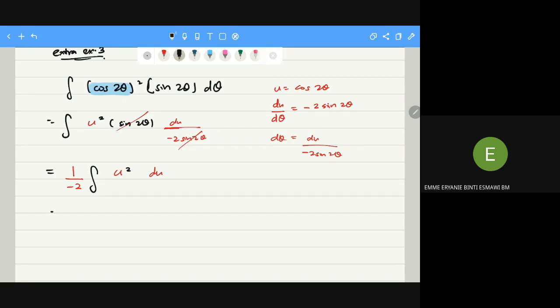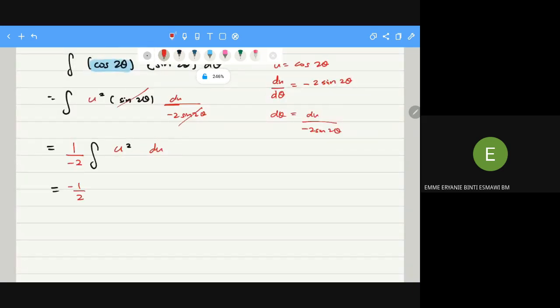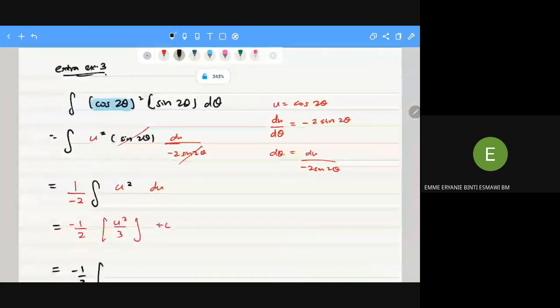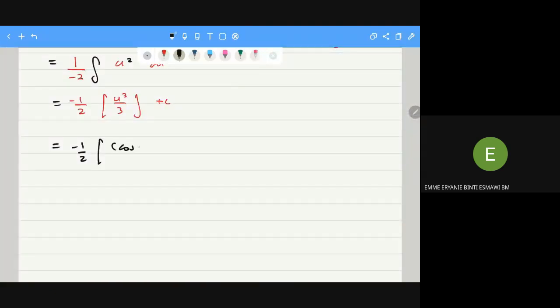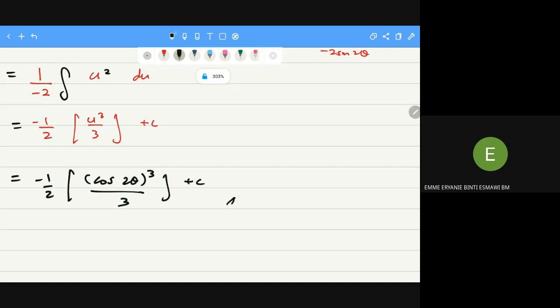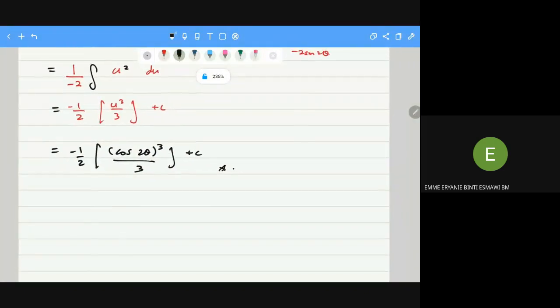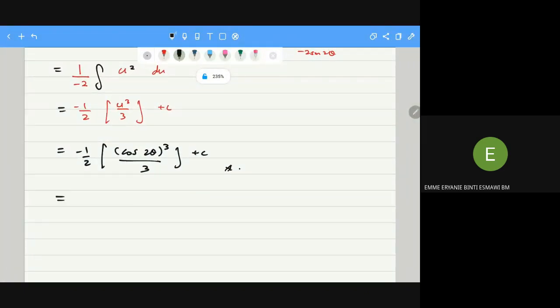And just have to integrate u squared. So what's the answer when you integrate u squared? U power 3 over 3. Very good, u power 3 over 3. Okay, and then plus c. Okay, lepas tu dah dapat jawapan ni, kita ganti balik u jadi cos 2 theta. So this is cos 2 theta power 3 over 3 plus c. Okay, inilah jawapan akhir tetapi tak disimplify lagi.